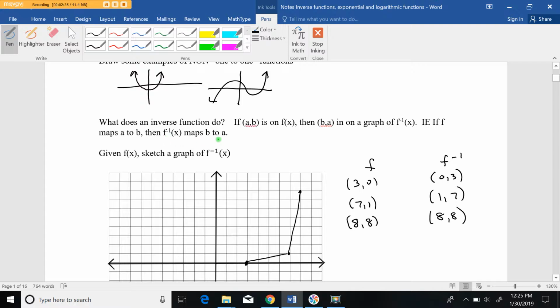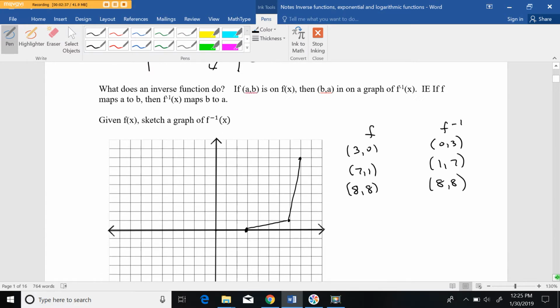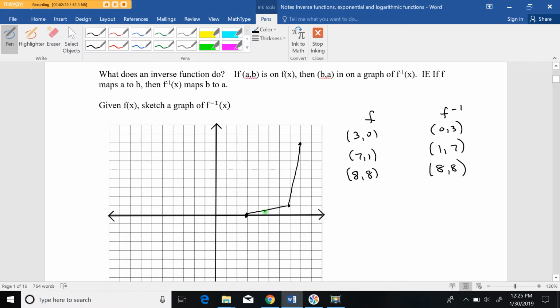I'm going to go through a little graphical example that demonstrates this. Imagine we've got this graph of f(x) that I just sketched in this pair of lines, and here are a couple of important points. These are all points on the graph of f(x). So if I were to graph the inverse, it would have to have the points (0, 3), (1, 7), and (8, 8). I'm going to do that now.